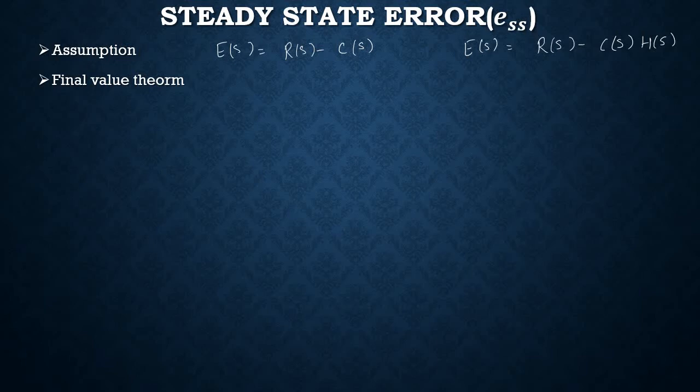So this is the case. This is one of the errors. This is the other way we calculate the error, by using the final value theorem in a straightforward way. So which one is correct?